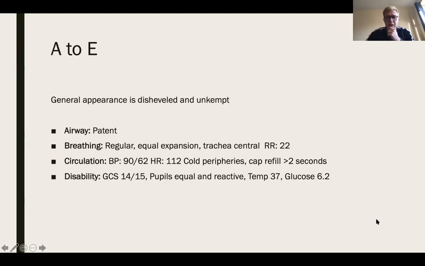So the disability: GCS 14 out of 15, pupils equally reactive, temperature 37, glucose 6.2. What do we think the importance of GCS is in a patient that has been bleeding, like haematemesis? How might it affect our management in the acute phase?